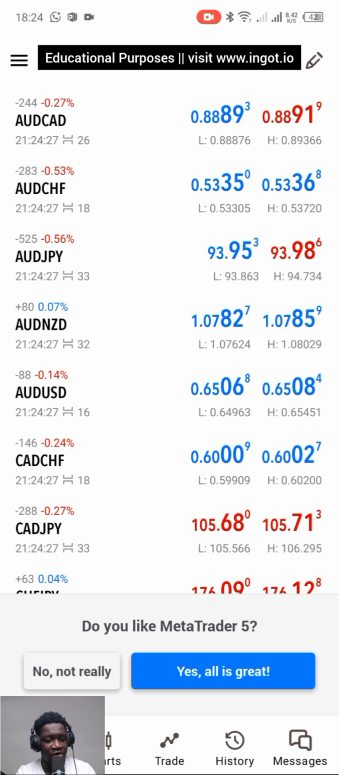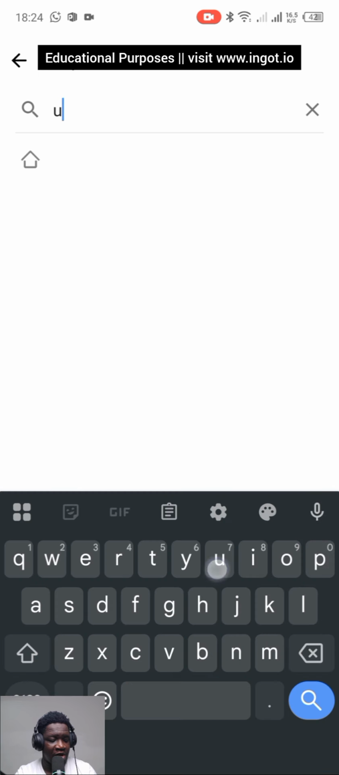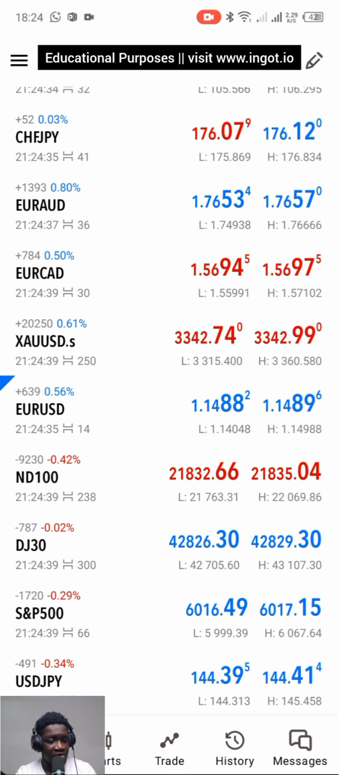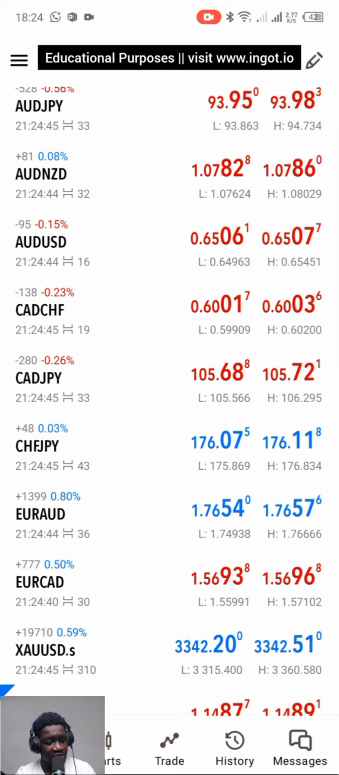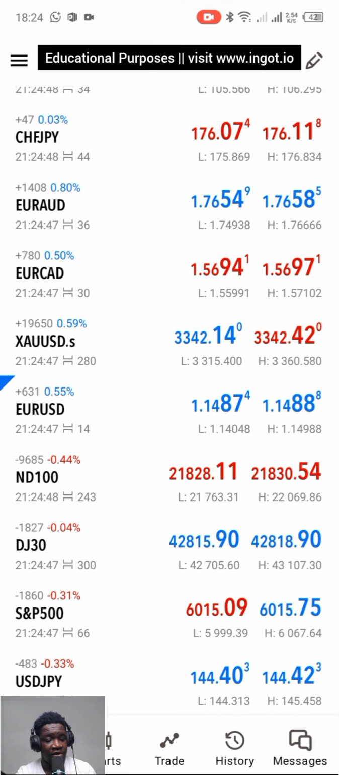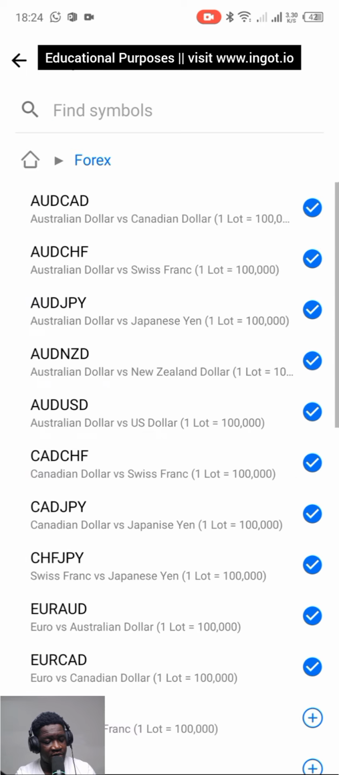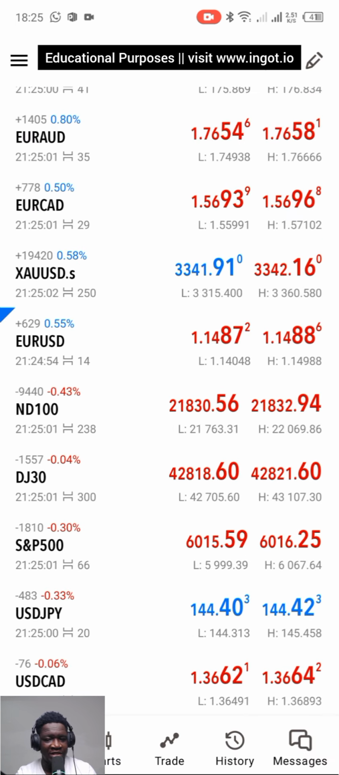So you are using an Android phone. You come to the top here, black here, plus, then you search USD CAD like this. Then you come back, you scroll down. Where is USD CAD? Oh, not seeing it here. Okay, so let's say we go to Forex. This is USD CAD, plus. Then we go back. Now we can see USD CAD here. Okay. Now you press on it, then you select new order like this.